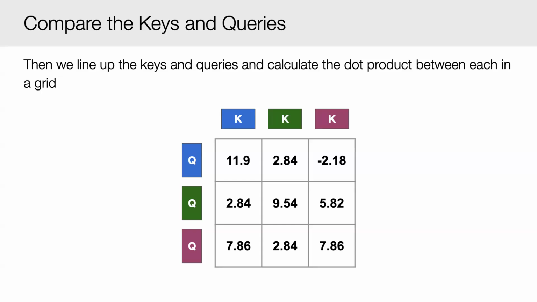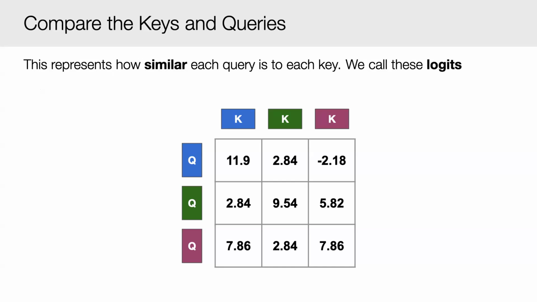Cool. Once we have the keys and the queries, we line them up in this sort of grid and then take the dot product between each one. So what we're doing here is asking: how similar is the first key to the first query? How similar is the first key to the second query? How similar is the second key to the third query? We're calculating these similarity scores for each of the different relationships between each key and each query, using the idea that vectors that are closer together will have a higher dot product. Does this make sense so far? Exactly. And then we call these values logits.